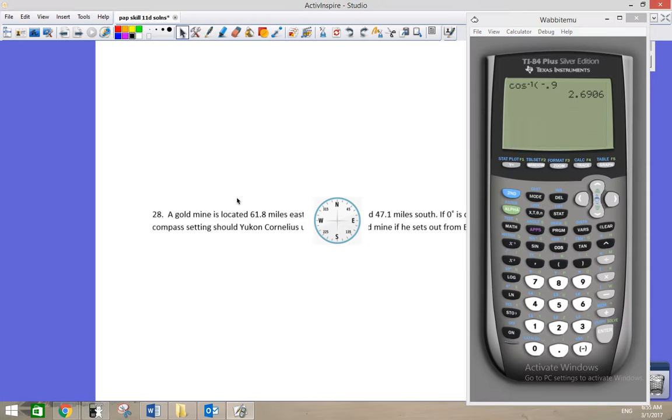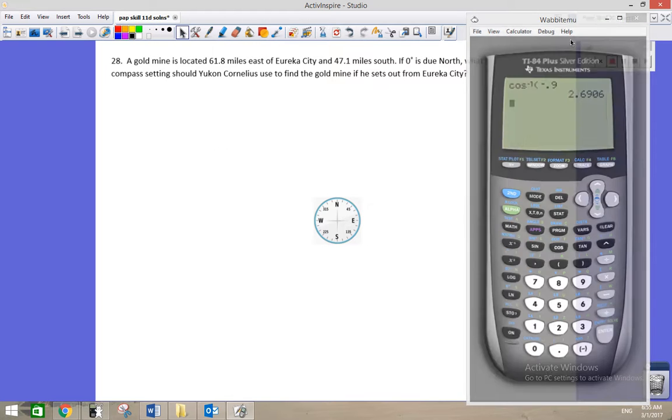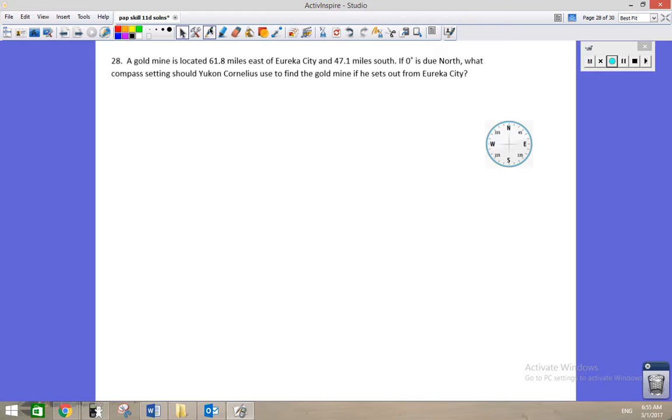Alright, so let's take a look at these word problems and then we'll be done. We did these in class, but I can do them again. We've got a gold mine located so many miles east of Eureka City. So here's Eureka City. If I go to the east, let's call this direction east, 61.8 miles, and then we go south, let's call down south, 47.1, and these each have units of miles. We'll be here at our gold mine.